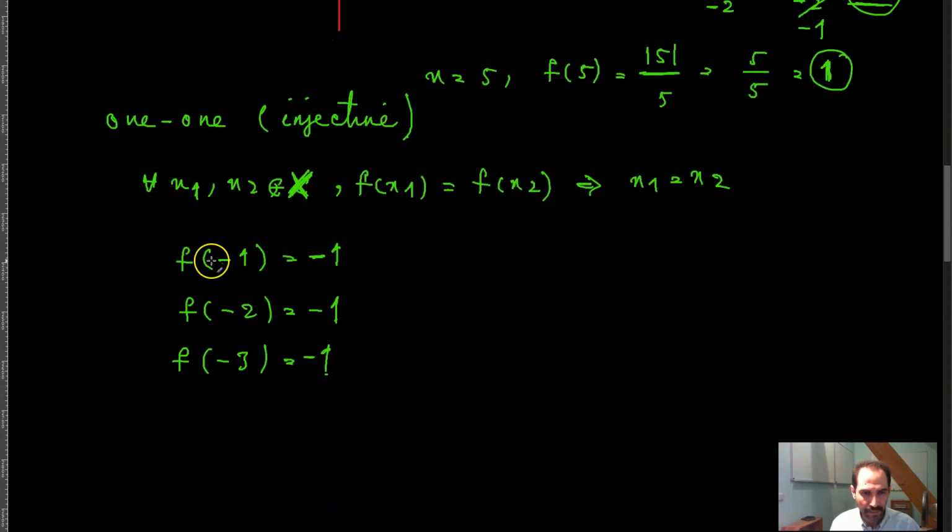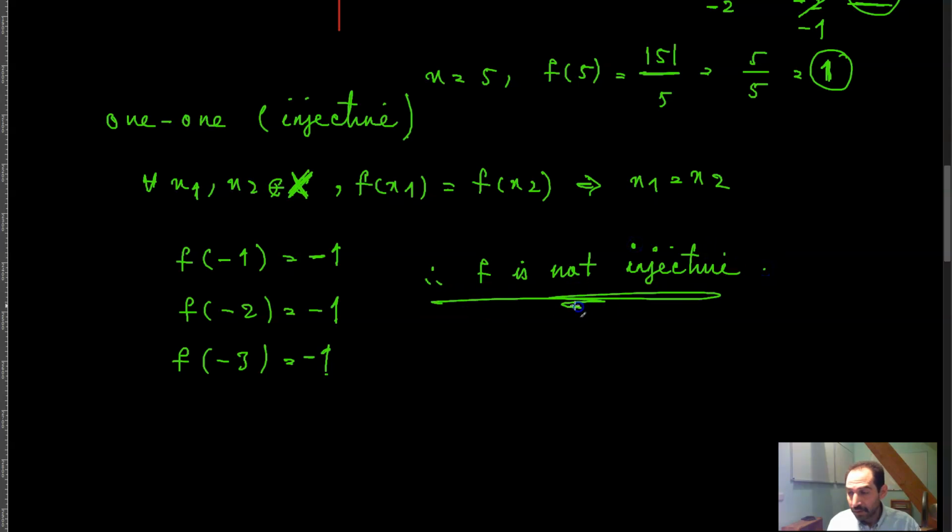That means that the distinct members of the domain of the function do not have distinct images in the codomain of the function. So that is not the case, and therefore you can say that f is not injective. That is the signum function.